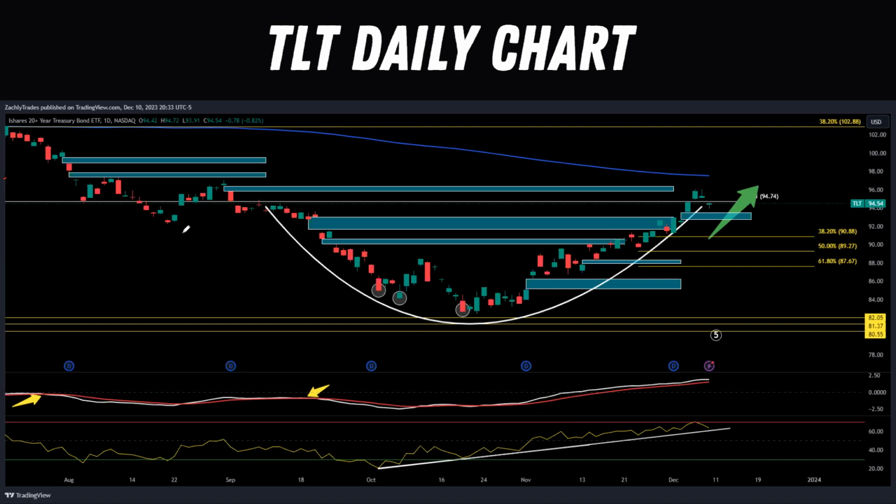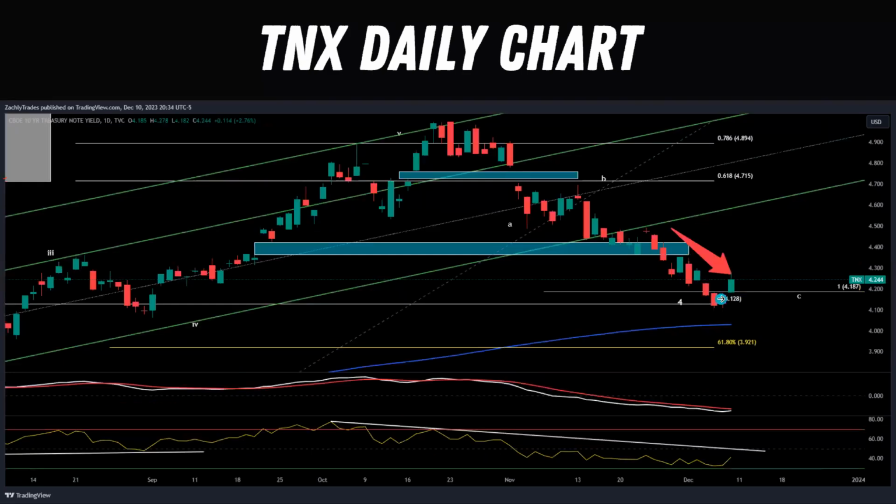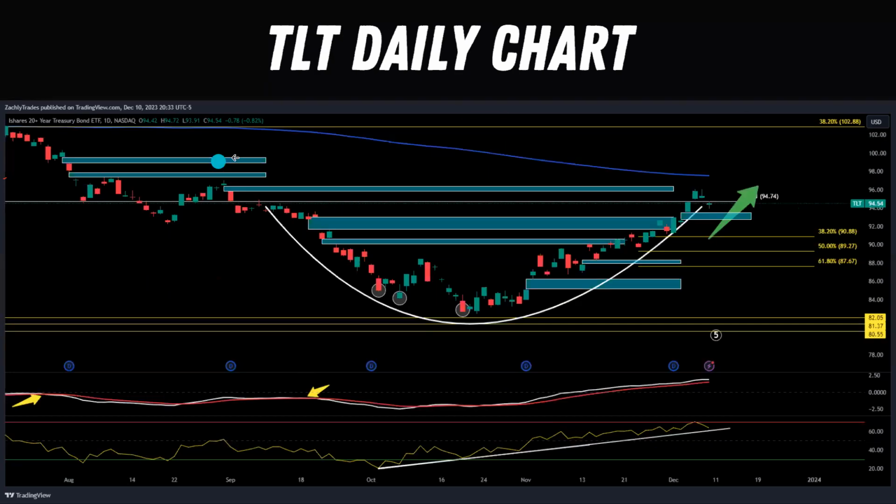So if the market is pricing in rate cuts for 2024, and let's say the Fed does start to cut rates in 2024, the big question we have to ask is, how is this going to impact our portfolios? Well, if the Fed is cutting rates, typically you would expect to see your 10-year treasury yield go down, okay? And you would expect to see something like TLT go up.